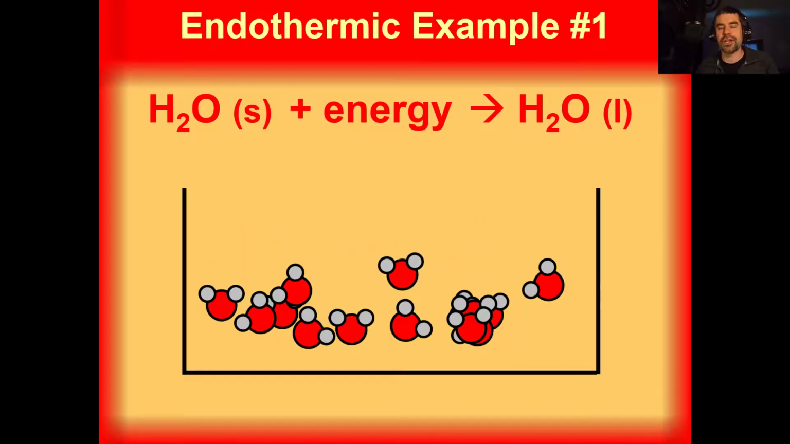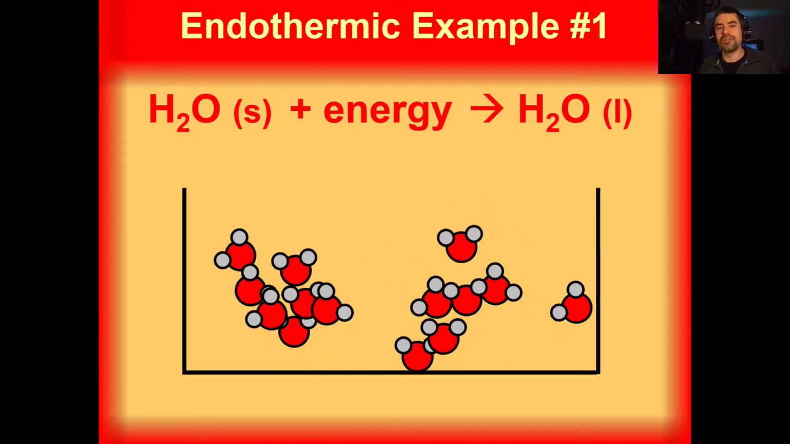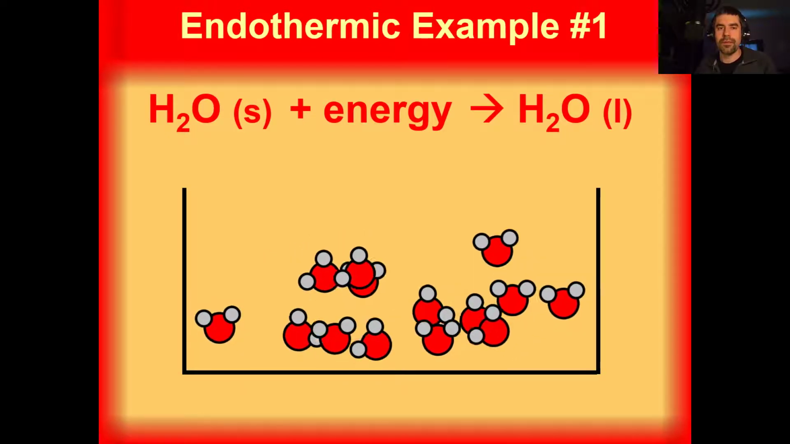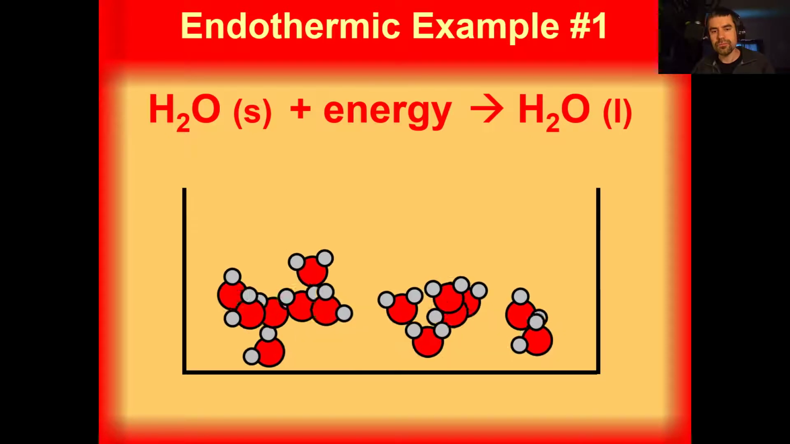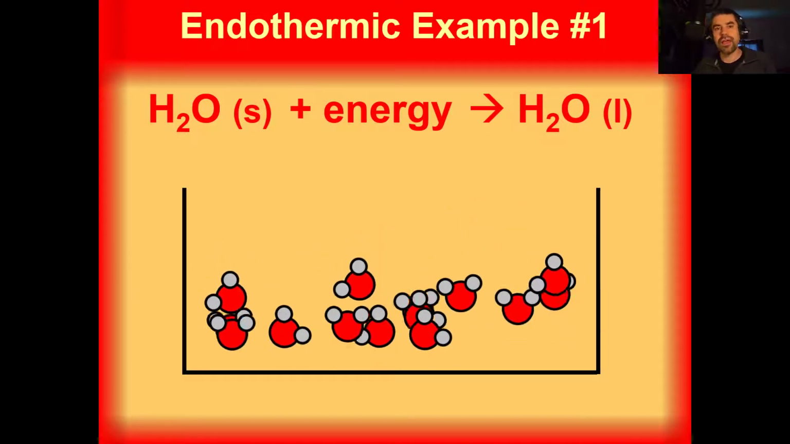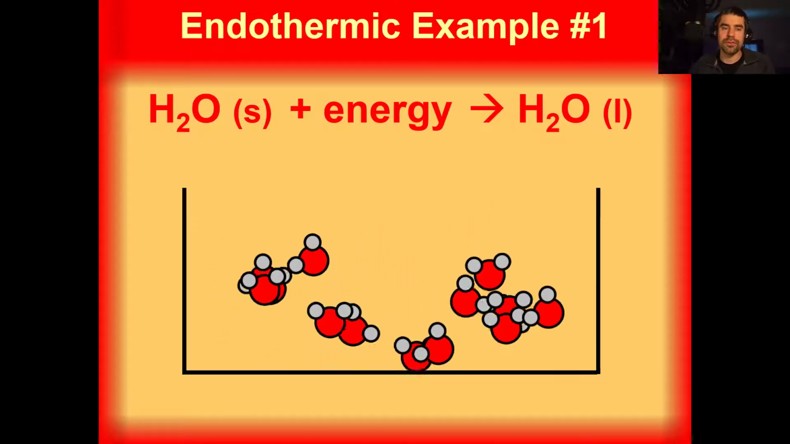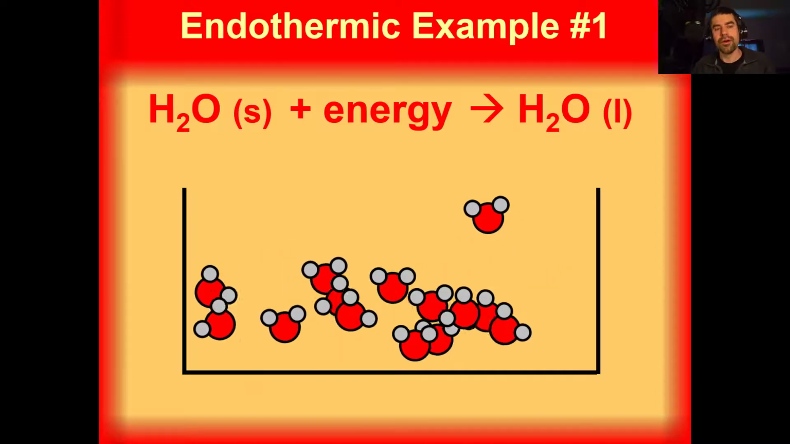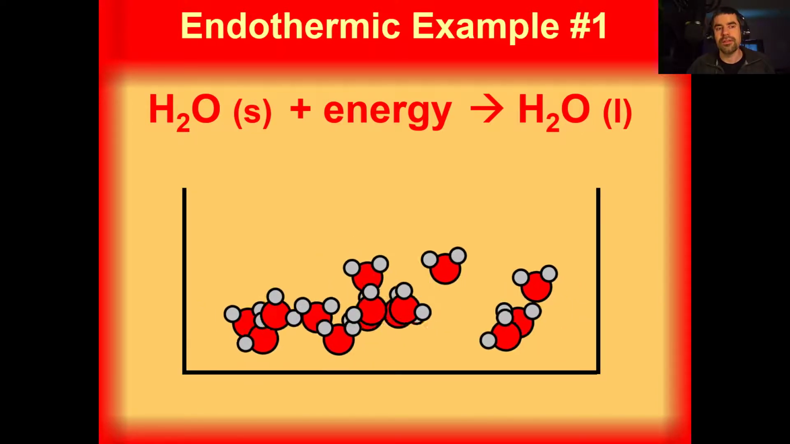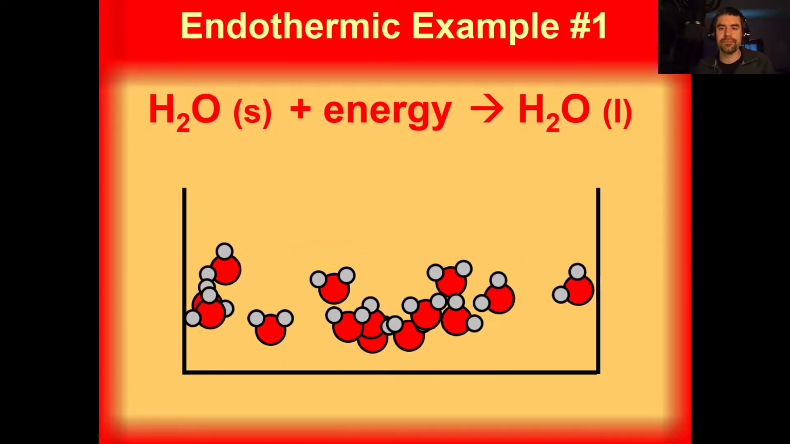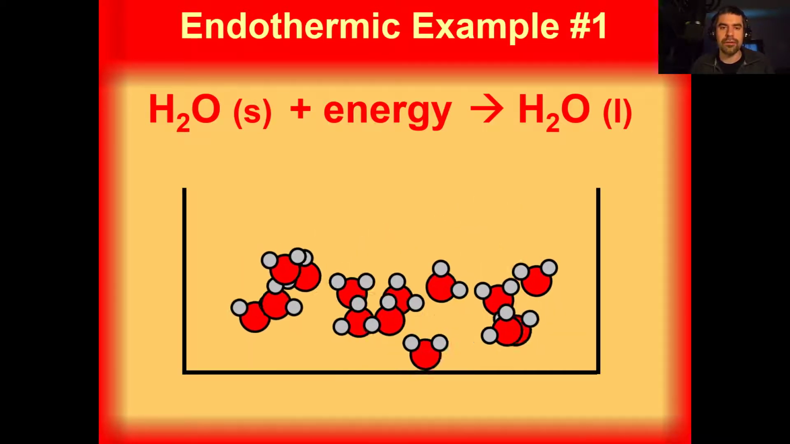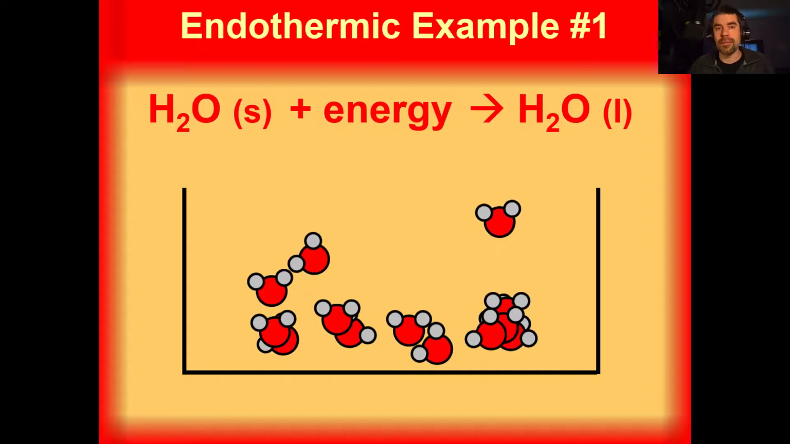This is a physical change because the substance isn't changing at all. And we can see that energy is actually a reactant. Heat energy is a reactant. And that is an indication that we've got an endothermic process occurring. Let's look at an endothermic process that's a chemical change.